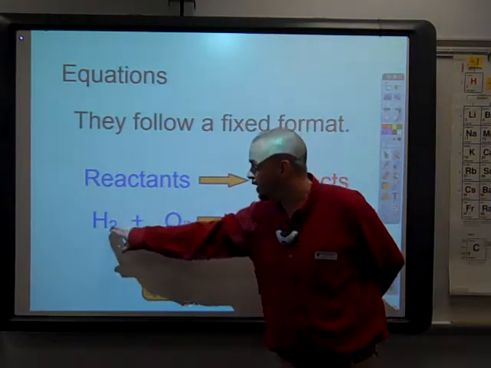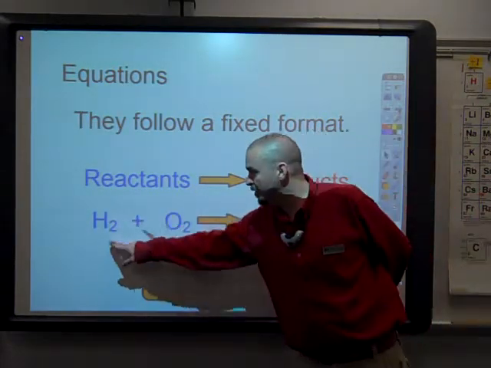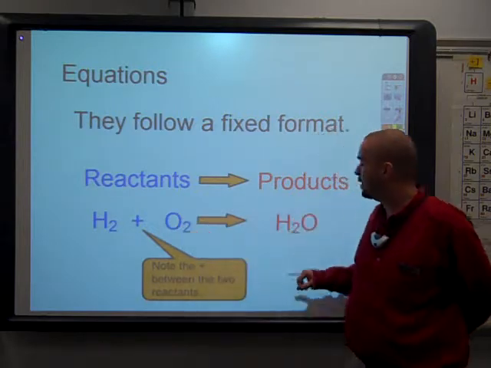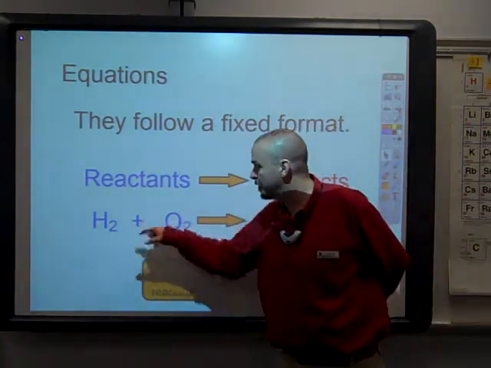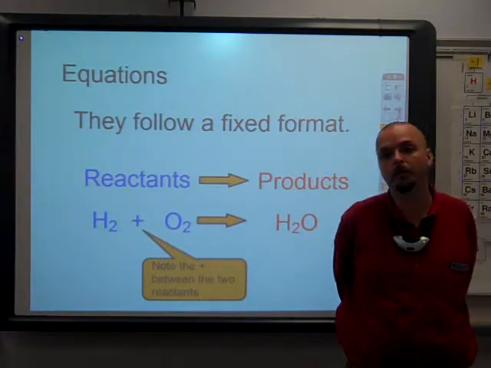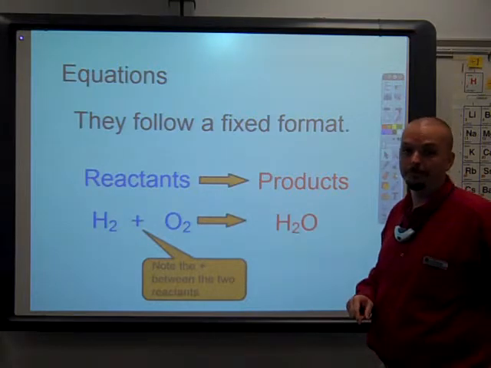So if we have this equation here, H2 plus O2 producing H2O, the hydrogen and the oxygen are our reactants, the water is our product. Note the plus sign between the two reactants. Anytime you have more than one reactant or more than one product, you have a plus sign between them.